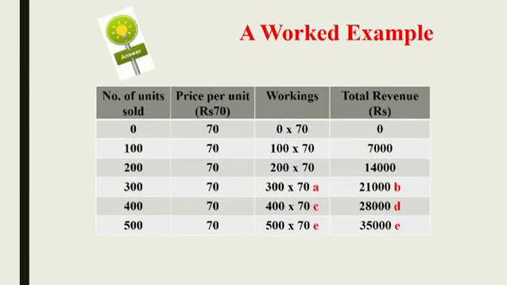So, A is calculated when 300 is multiplied by 70, which gives 21,000 rupees. C is calculated when 400 is multiplied by 70, which gives 28,000 rupees. And E is calculated when 500 multiplied by 70 is equal to 35,000 rupees.